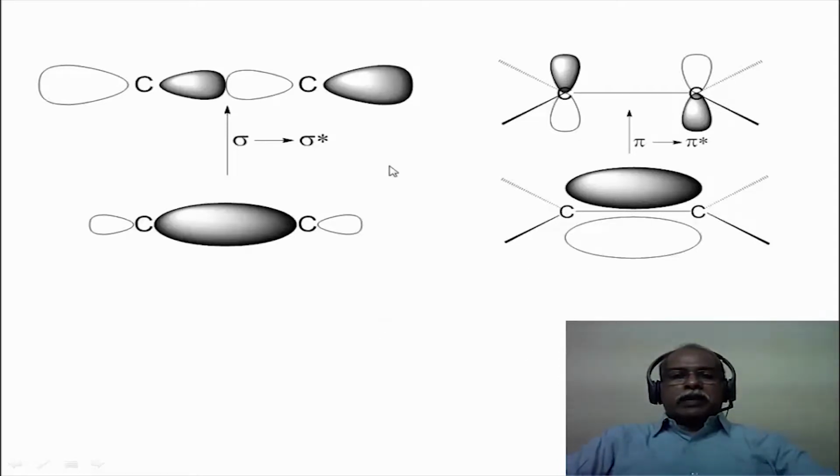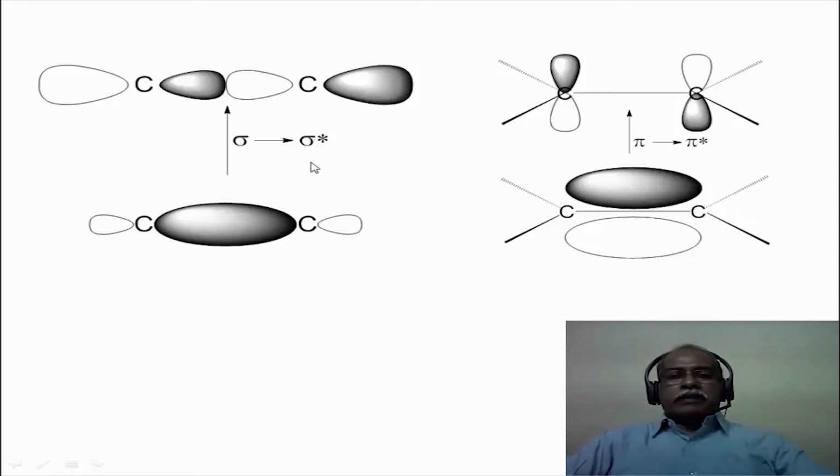Diagrammatically or pictorially, one can represent the sigma to sigma star transition by taking the picture of the sigma orbital and then doing an electronic excitation which corresponds to the sigma to sigma star. Let us take the example of methane as a molecule. Methane has carbon-hydrogen bonds and all of them are sigma electrons only. There are no pi electrons or lone pair of electrons in methane. So if one excites the methane at the appropriate wavelength, it will correspond to the sigma to sigma star excitation of the CH bond. Or if you take ethane, for example, one can do the CC sigma bond excitation also.